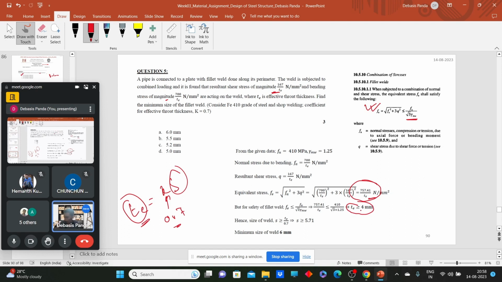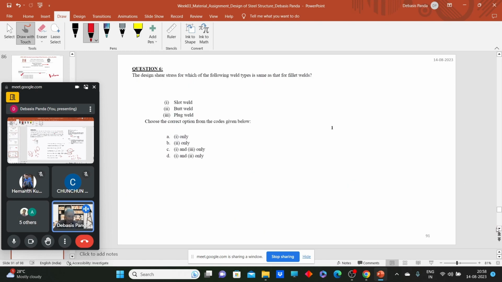And we know Te is equal to K into S. So what will be the value of S? S will be equal to 4 by 0.7, so this comes as 5.71. So 6 mm is the right answer. Clear? Okay. Now move to the next question.